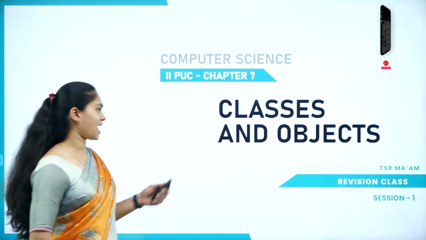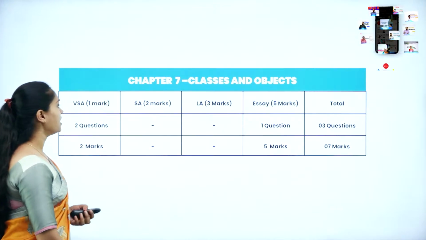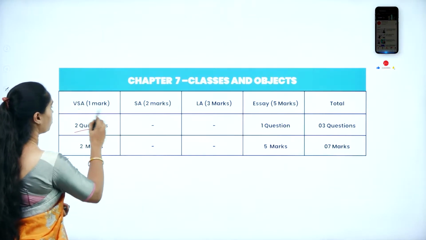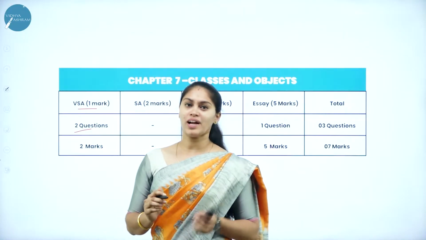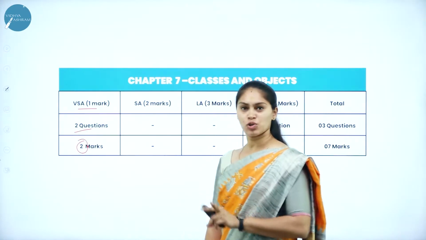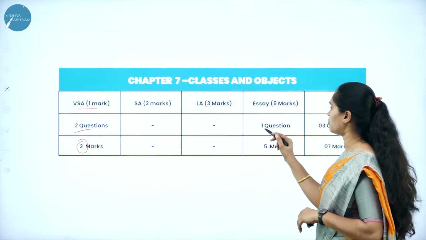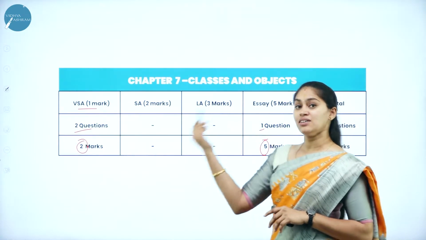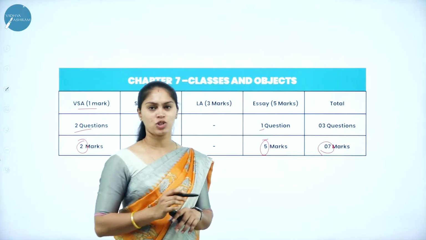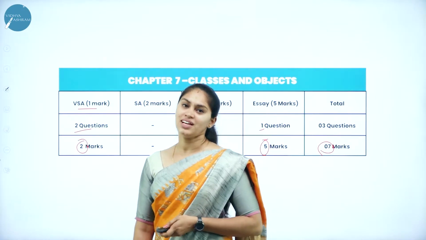So in this session of classes and objects, first we'll see the marks distribution. As you can see here in chapter 7, classes and objects, you are going to get 2 questions for 1 mark. Then no 2 marks question, no 3 marks question, and you need to take care about the 5 mark 1 question. Totally you are going to get 3 questions and it will be for 7 marks. 5 marks 1 question, 1 mark 2 questions, so it will be 5 plus 2, totally 7 marks.